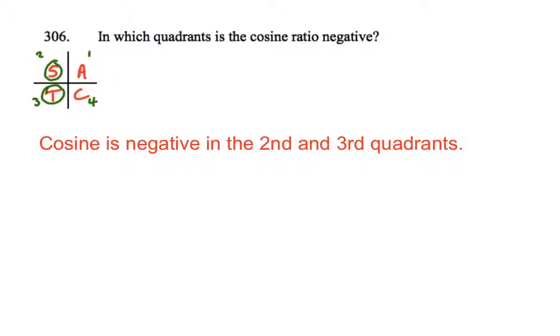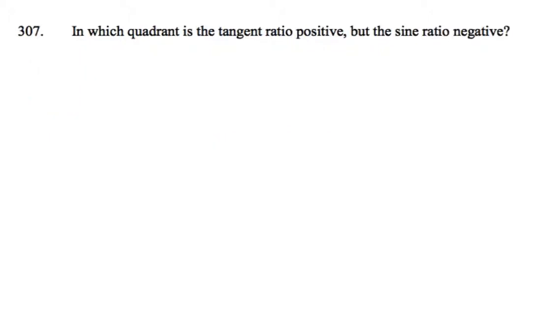Second and third. In which quadrant is the tangent ratio positive but the sine ratio negative? Let's have a look. So the tangent ratio has to be positive, which is probably here and here, but the sine has to be negative. So in the first quadrant the sine is positive, so the third quadrant is the only time those two conditions coincide with each other.